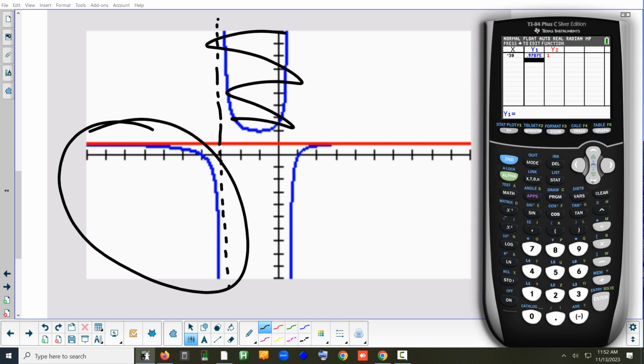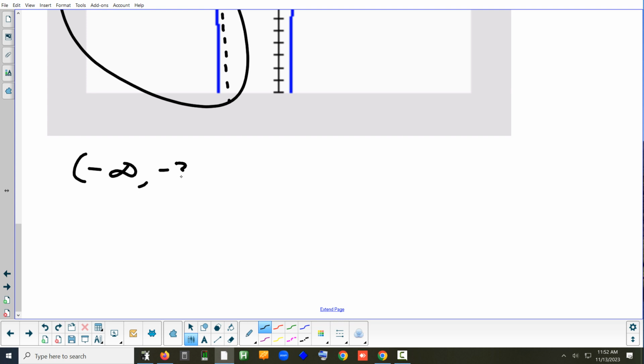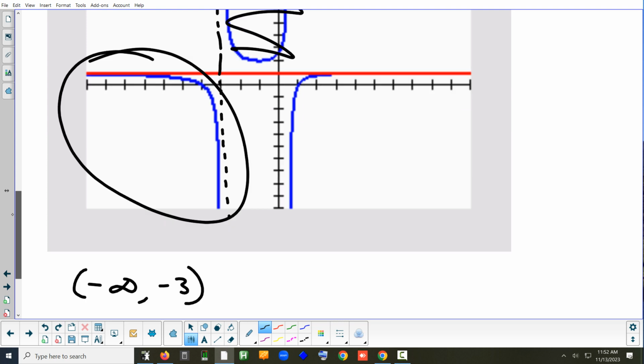If we type in negative 3, and it's a vertical asymptote, you should get the word error. Okay, and it is. So from negative infinity up to -3 describes this first section. And that is under the red line. Can I include -3? No, because that's an asymptote. So there's the first part, negative infinity to -3.